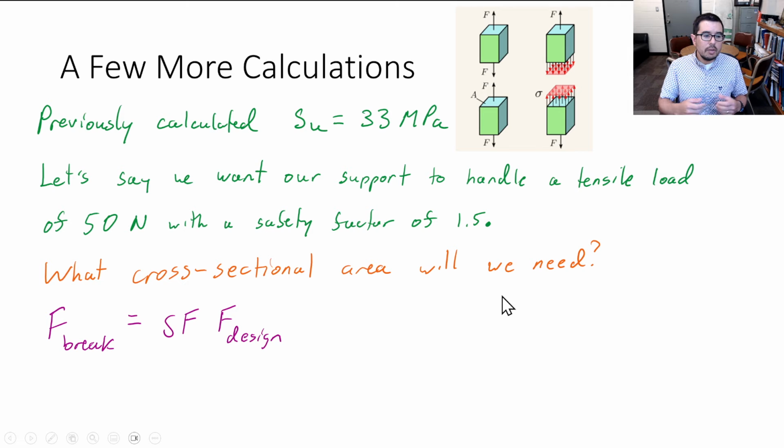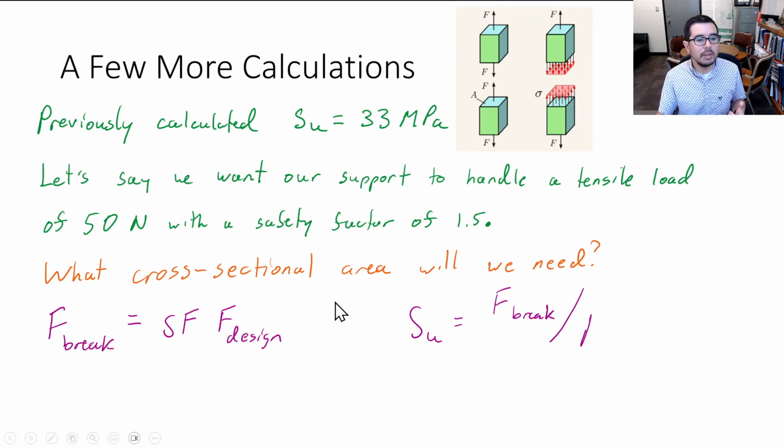First, we might think about what is the actual force that would occur at break? And it's not the 50 newtons that we're specifying here, but it's the safety factor times that amount. So that would come out to be 75 newtons for this particular case, 1.5 times 50.